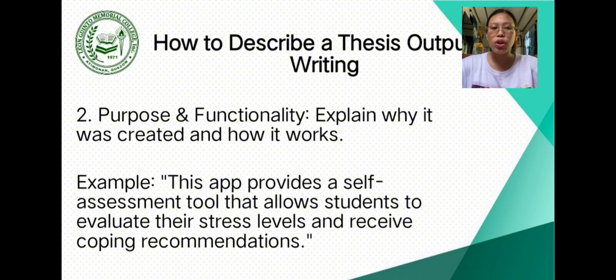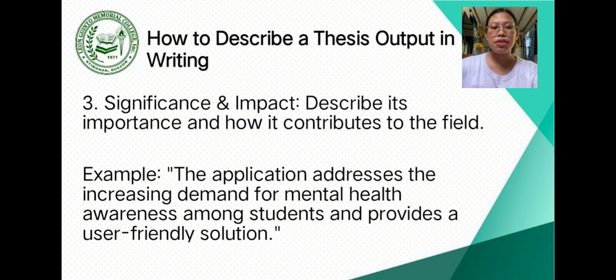After that example, you will identify the purpose and functionality of each. For example, this app provides self-assessment tools that allow students to evaluate their stress levels and receive coping recommendations, and that is the purpose and functionality of your research. Number 3 is the significance and the impact. It describes its importance and how it contributes to the field. For example, the application addresses the increasing demand for mental health awareness among students and provides a user-friendly solution.